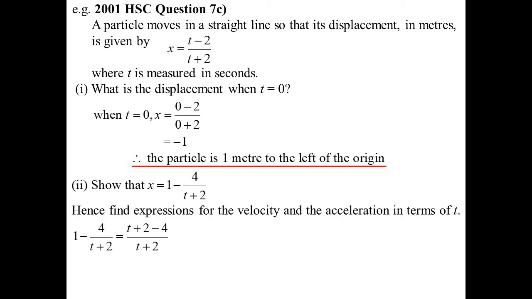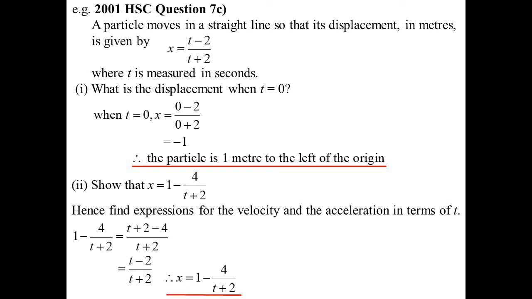Show that x equals 1 minus 4 on (t plus 2). Well, that's just an algebraic fraction. So I'll play around with that, and I'll use a common denominator of t plus 2. And sure enough, look at that. We get that 1 minus 4 on (t plus 2) is indeed the same as (t minus 2) on (t plus 2). So I've shown that. Hence find the velocity and the acceleration.